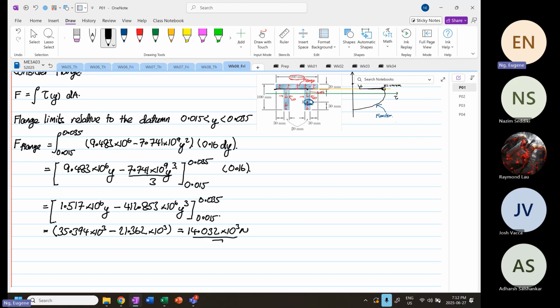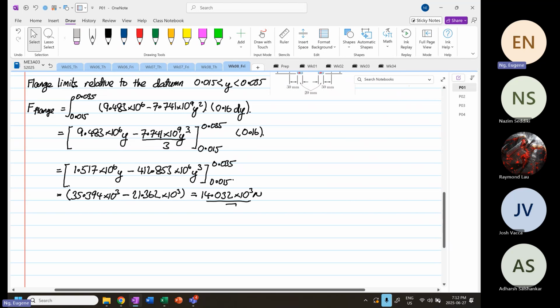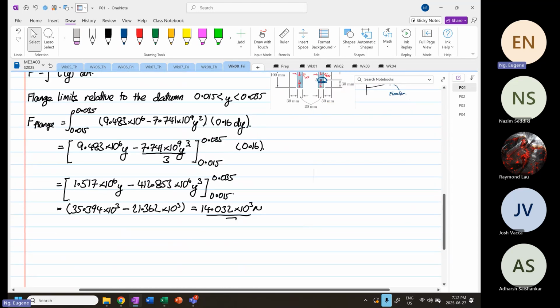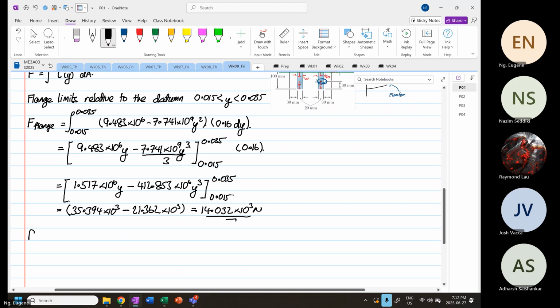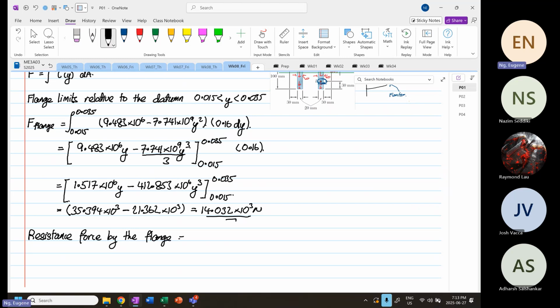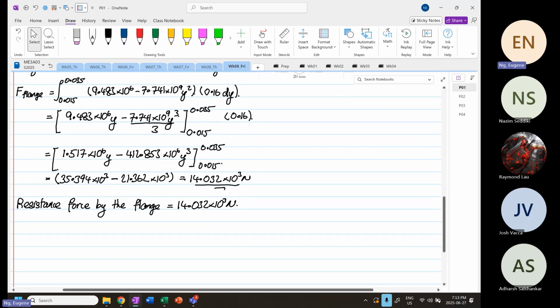Okay. So this is what we call the resistance force by the flange, which is equal to 14.032 times 10 to the power 3 Newton. Now with this value, you can also immediately calculate the resistance force of the web without doing the integration. Okay, so how do you do this?